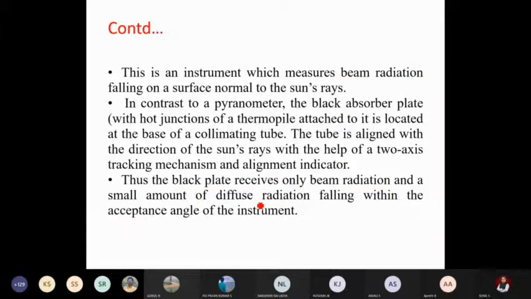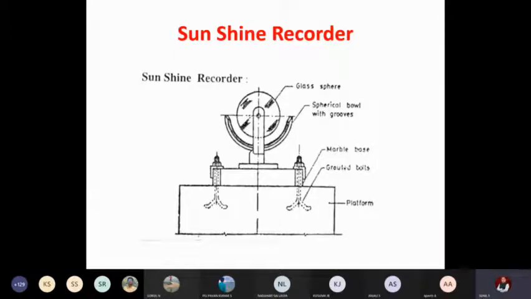The last equipment is the sunshine recorder. It is the oldest one. There will be a glass sphere, like the map globe which school children use for better understanding. To that shape, there will be a glass sphere, and there will be a spherical bowl on it. So it will be mounted in this fashion. On the spherical bowl, we can put a paper strip.